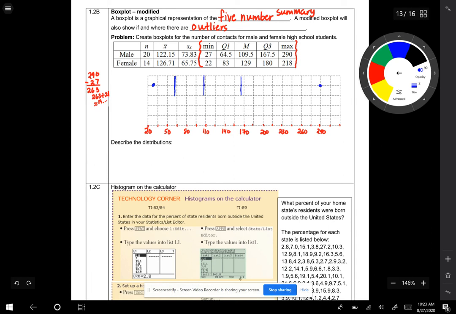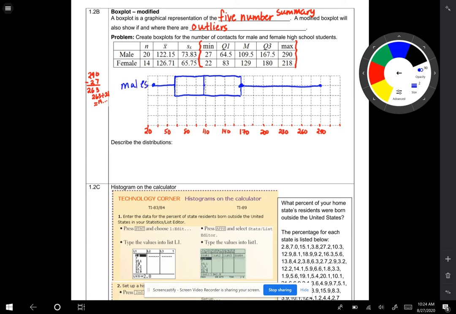Okay, the box goes around Q1, median, and Q3. And the whiskers, these are known as whiskers, connect the maximum to Q3 and the minimum to Q1. And that's for males. Let's label it.